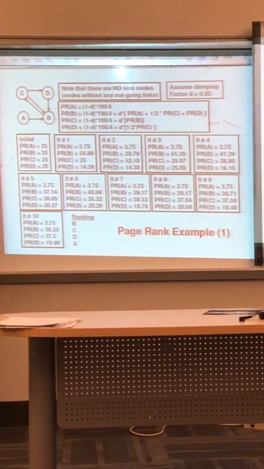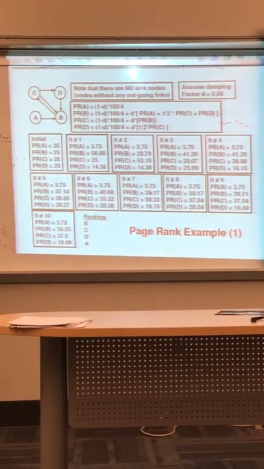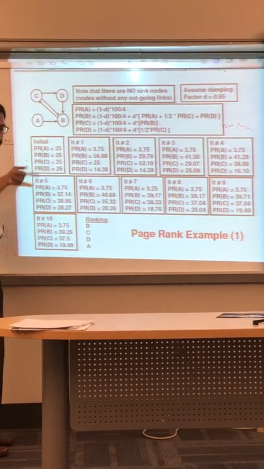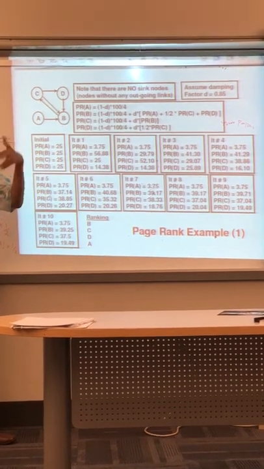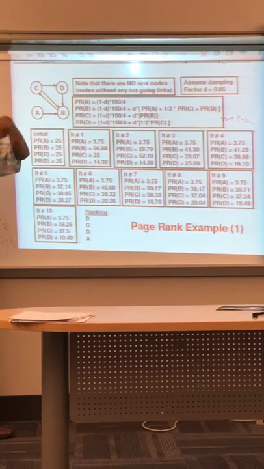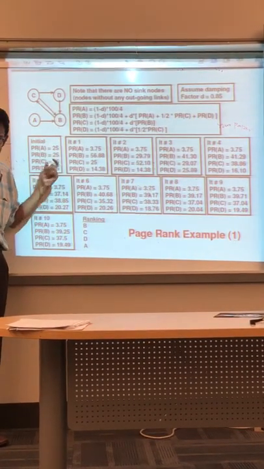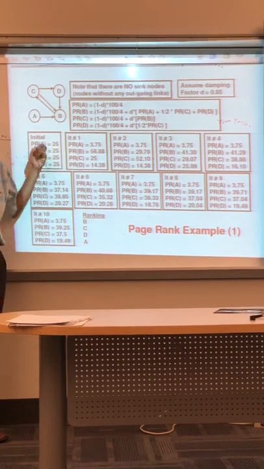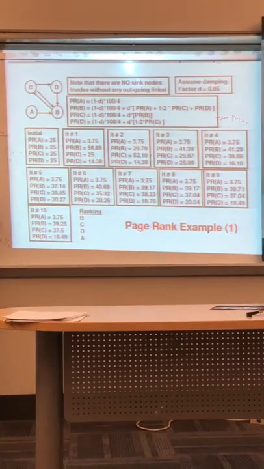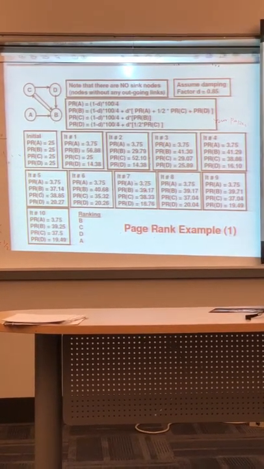So now we have to go through the iterations. Like in the other example, you have to have the initial page rank value for each vertex. The initial page rank value for any vertex is 100 divided by the number of vertices. You have 4 vertices here, so 100 divided by 4, which is 25, is the initial page rank value for any vertex. Okay? So then what you do?